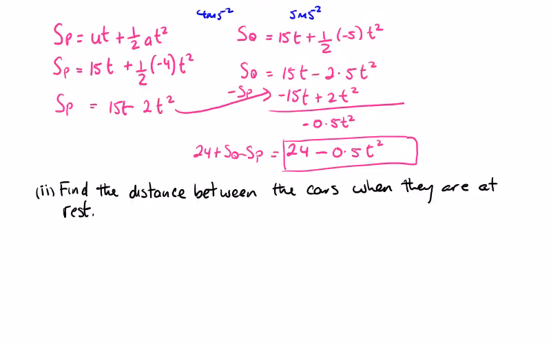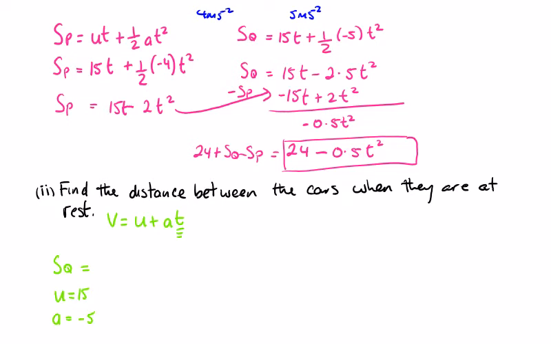Part 2 asks us to find the distance between the cars when they are at rest. Okay, so if they're at rest, we're going to use the formula V is equal to U plus AT. So we need to find the time taken for each one to get to rest. So let's look at Q. It was traveling at 15 and it's going to rest. So U is equal to 15. A was equal to minus 5.